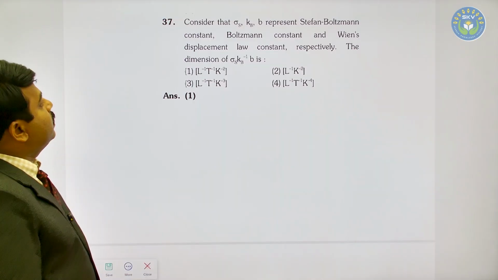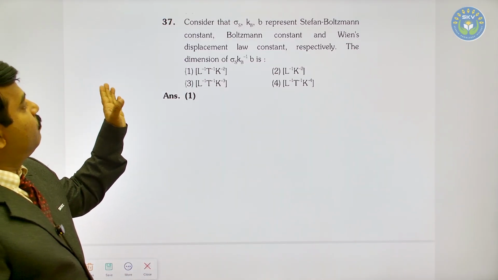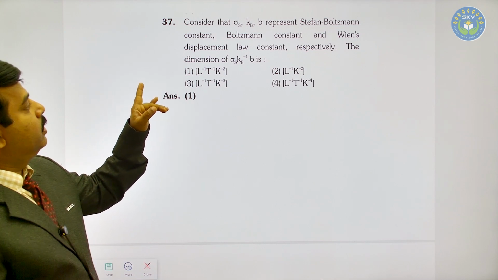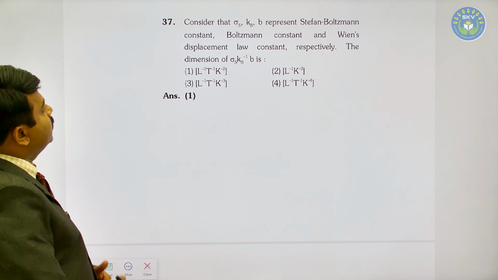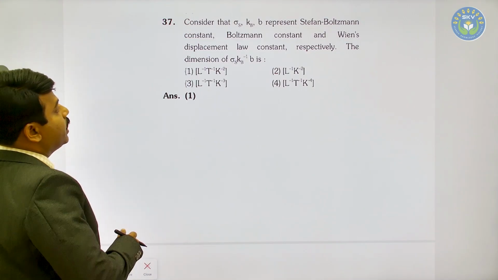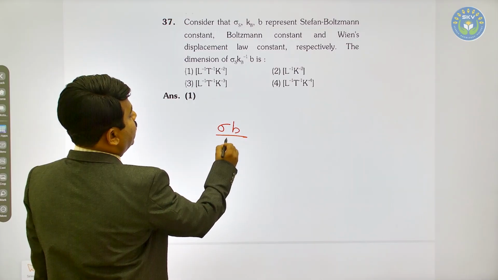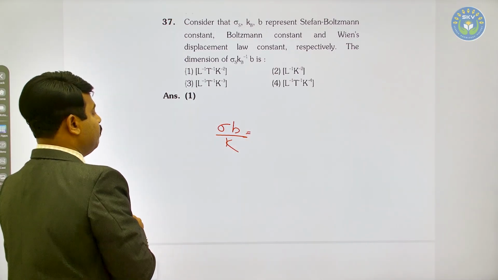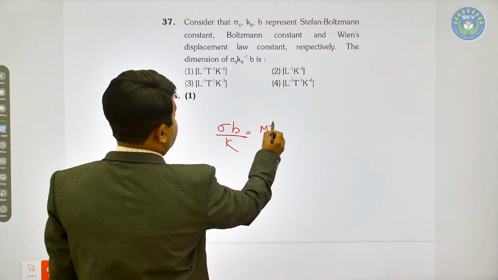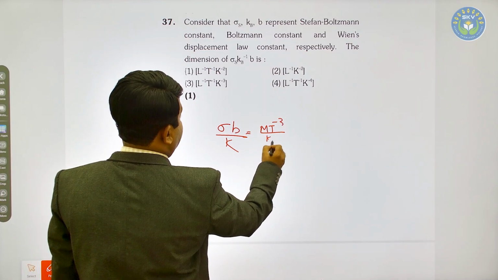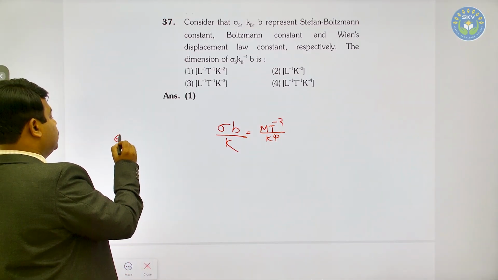Question number 37. Consider that sigma, k and b represent the Stefan constant, the Boltzmann constant, and Wien's constant. Then the dimension of sigma k inverse b, right? So sigma b divided by k. Now what is sigma? Sigma is intensity per temperature to the power 4, so that is M T raised to minus 3 divided by K raised to 4. That is in the formula we studied.